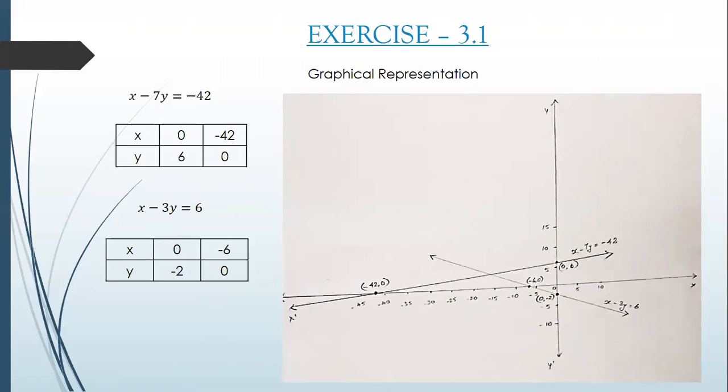Now that we got the equations, x minus 7y equal to minus 42 and x minus 3y equal to 6, we are going to draw the graph for this. You have already studied this in 9th standard. So I'm just going to quickly go through it. We are assuming points for x and y and solving it. So we get two lines and both the lines are intersecting at a point. So this is the graph that we are having here. So this is the graphical representation of the situation.